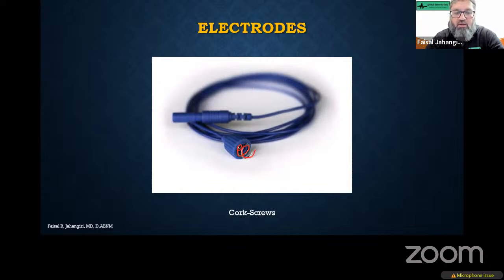And that is used for motor evoked potentials, definitely, because they have a bigger area for the current, so they have less current density. If you're stimulating at 500 volts, with needles you have more chance of skin burn than with corkscrew. Corkscrew will have the minimum chance of skin burn, so they are more secure. We can also use them for EEG and SSEP recording from the scalp.